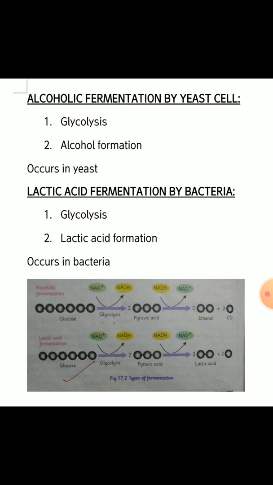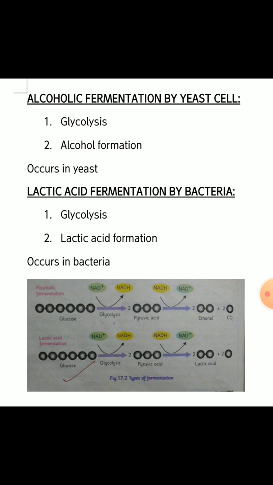There are two types of anaerobic respiration. First one, alcoholic fermentation by yeast cell, and second one, lactic acid fermentation by bacteria. These two types are named according to their end product. Alcoholic fermentation usually completes in two steps. Number one, glycolysis. Number two, alcohol formation.